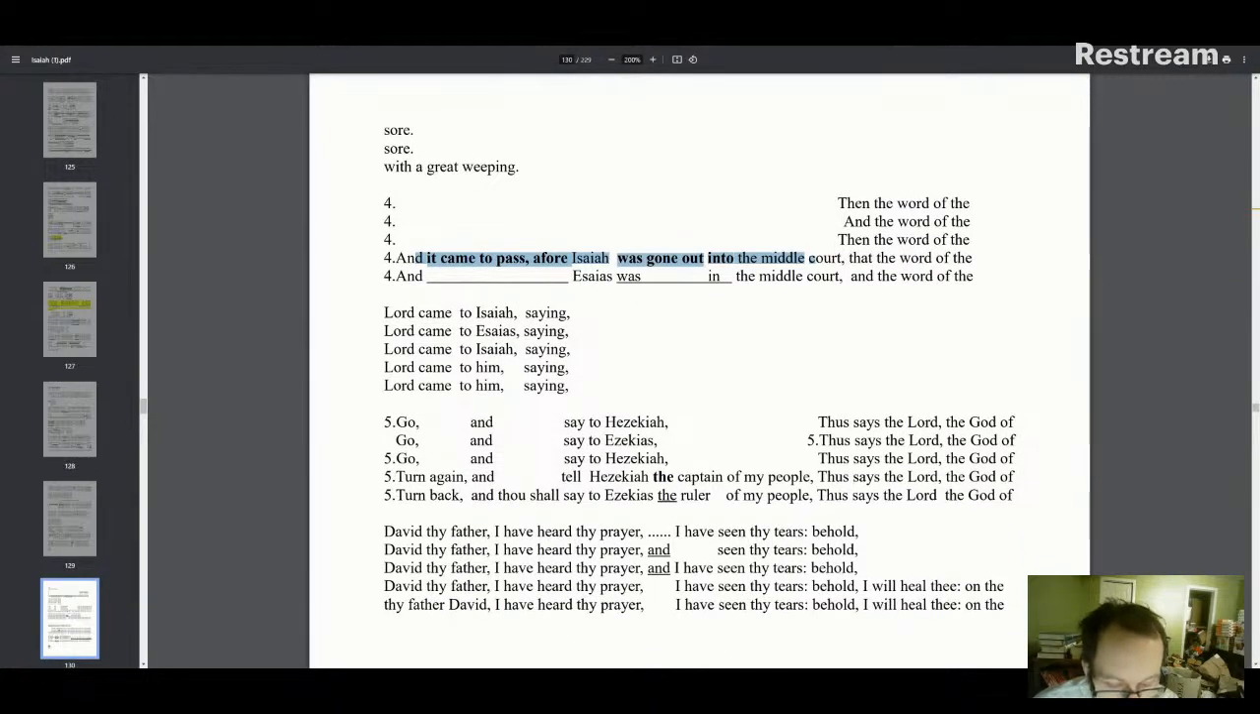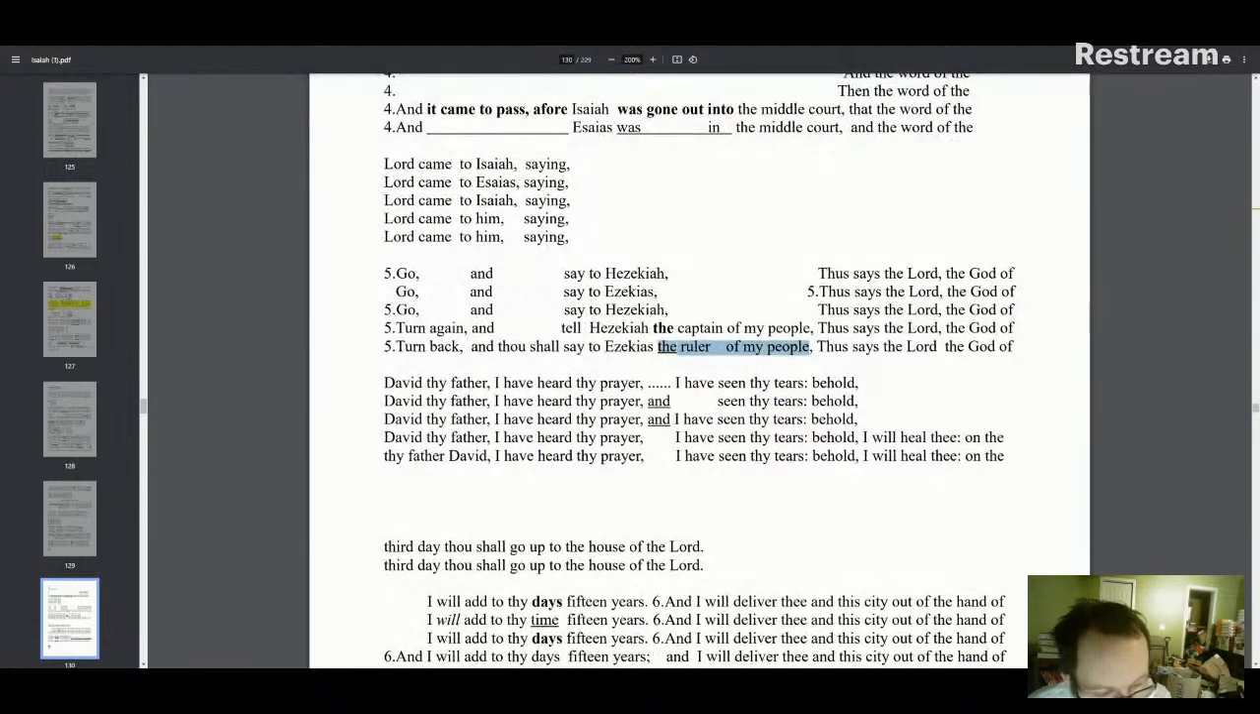Go say to Hezekiah, the captain of my people, the ruler of my people. So this is very personal language and makes more sense to be removed rather than added. So 2 Kings is preserving something Isaiah is not.